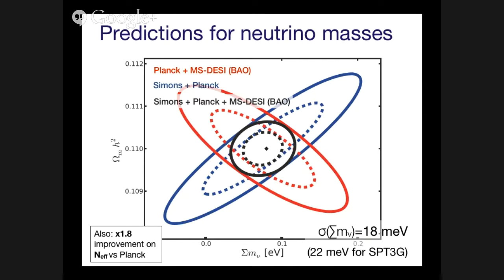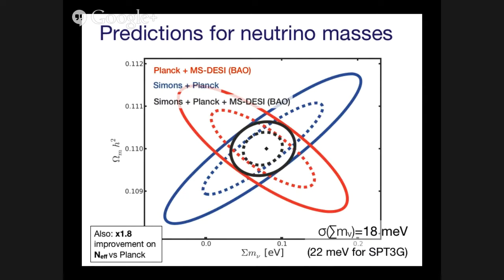But it turns out that there's another very nice data point, which is baryon acoustic oscillation data, and that actually has nearly perpendicular degeneracies. So if you add BAO to, say, the Simons Array or SPT-3G, you end up with a very tight constraint on your neutrino masses. You can get down to neutrino mass constraints of about 18 millielectron volts for the Simons Array or 22 millielectron volts for SPT-3G. So on the order of 20 millielectron volts, which could then potentially discriminate between normal and inverted hierarchies, or actually make a detection of the neutrino mass at high significance.